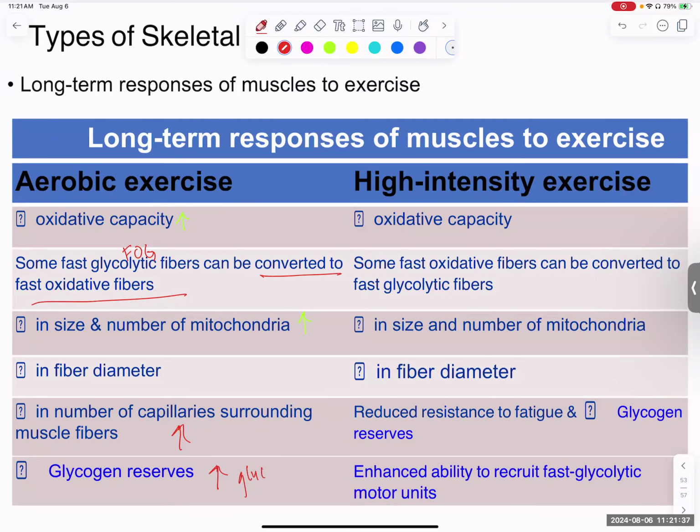glycogen reserves. This is glucose on tap. Versus high intensity, not really increasing the oxidative capacity, but you can take those fast oxidative glycolytic and make them fast oxidative. You're not really increasing the number and size, but you're increasing the number of cross bridges. You can increase glycogen reserves, how much glucose you have stored, and you can also increase the amount of glycogen enzymes for glycolysis.